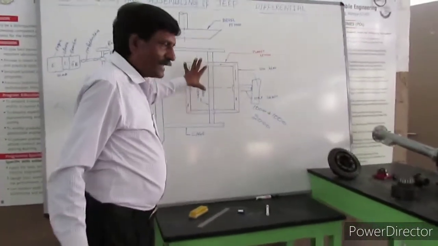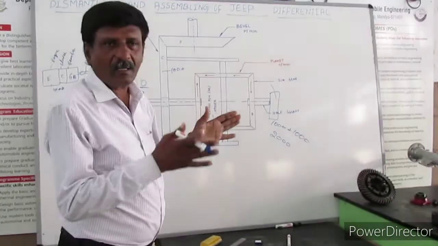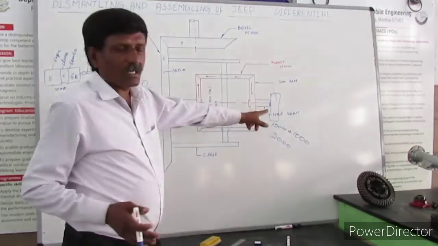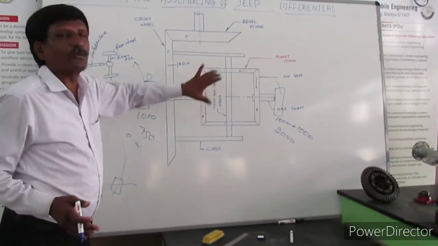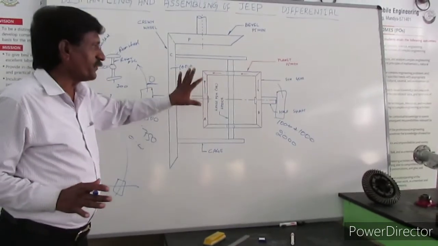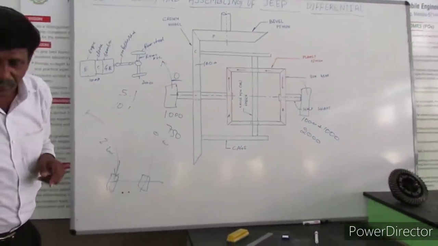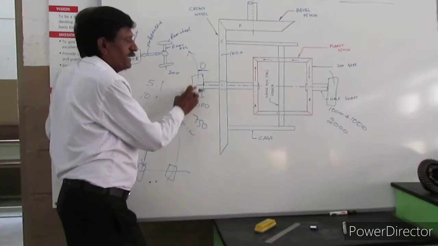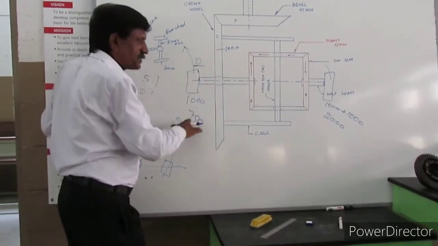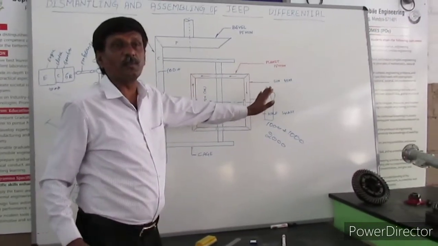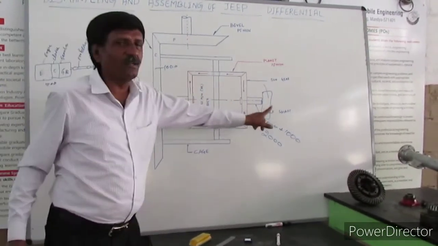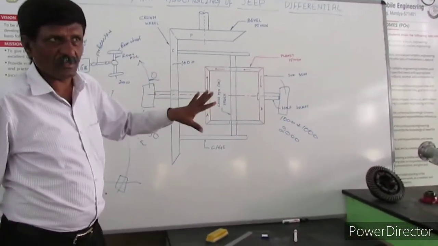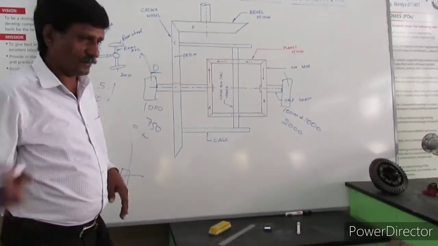When the vehicle is moving in a straight line, both the wheels are running at the same speed as that of the crown wheel. There is no relative movement between the gears used in the differential. But at the time of taking a turn, naturally the inner wheel speed is decreased, and at the same time the outer wheel speed is increased by the same amount, so a speed difference exists between these two wheels. That is the function of the differential.